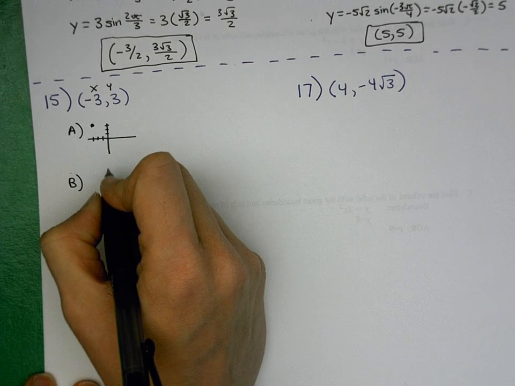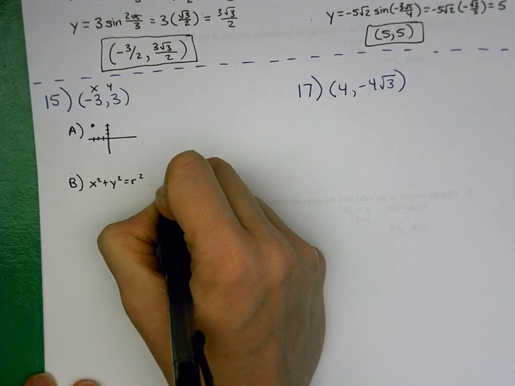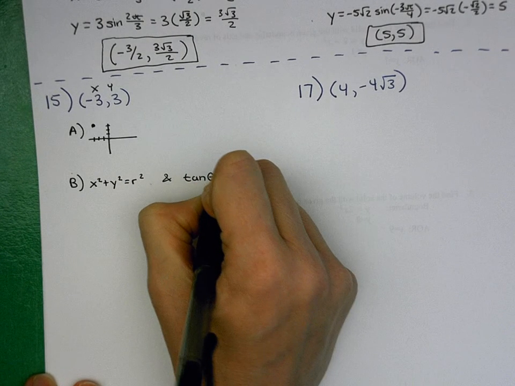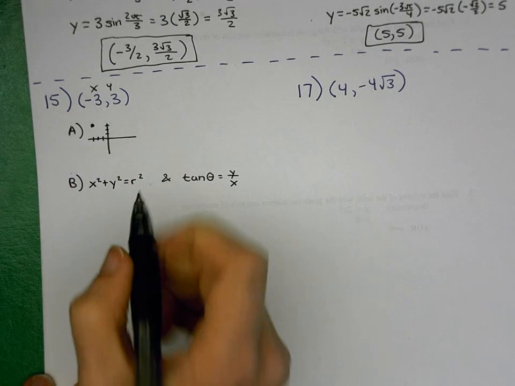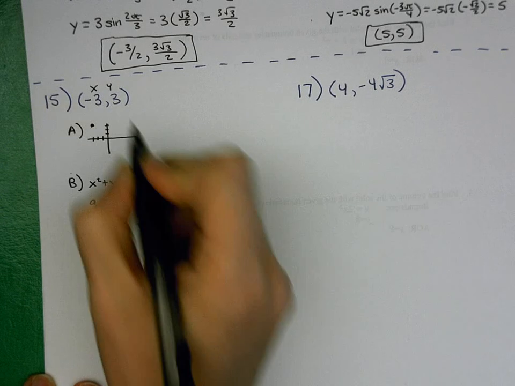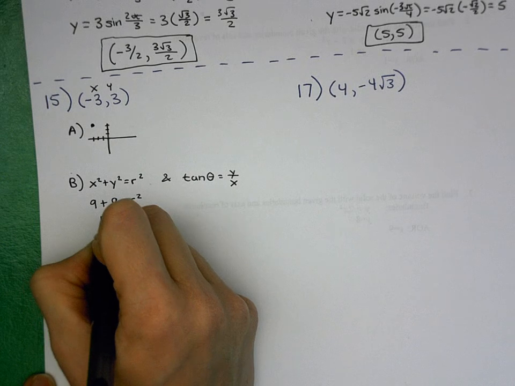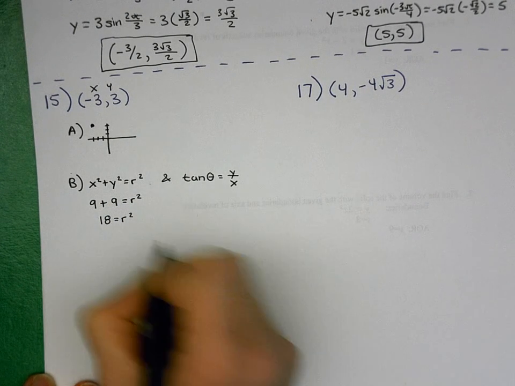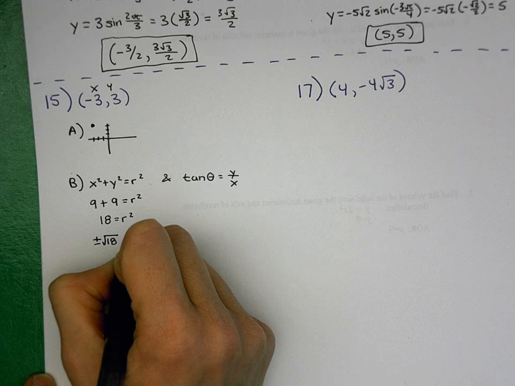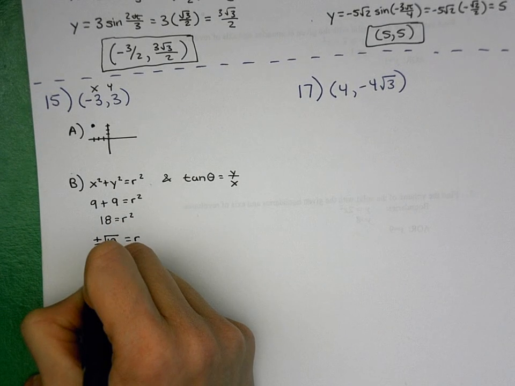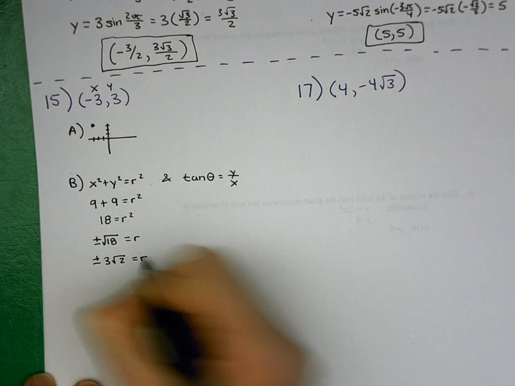Okay, well, for this one, we have x squared plus y squared equals r squared, and tangent of theta equals y over x. So x squared, negative 3 squared is 9, plus y squared, 3 squared is 9, equals r squared, which means 18 equals r squared. Square rooting both sides, r is plus or minus root 18, or if you were to reduce that, plus or minus 3 root 2 equals r.